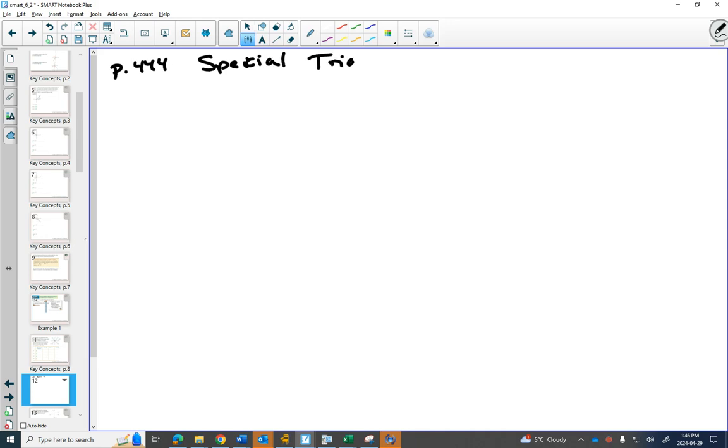Let's look at some special triangles which allow us to figure out certain sine, cos, and tangent without a calculator. Here is the first special triangle. You draw a 90-degree triangle where this side and this side are the same.